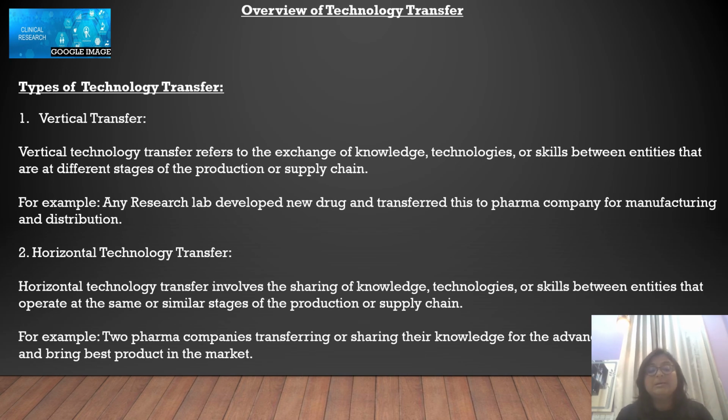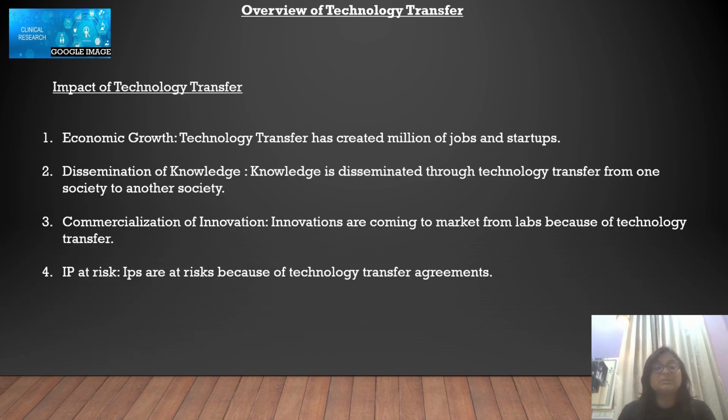So here both companies are at the same stage. Unlike vertical transfer, it is not that one is only in production and the other only in research. Both have the capability of all things. So this is the horizontal. I hope you understood what vertical transfer and horizontal technology transfer are. Now, what is the impact of technology transfer?